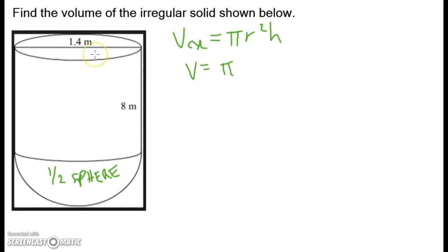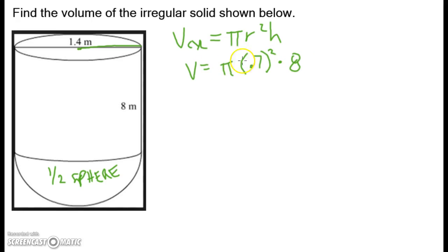My radius is not 1.4. 1.4 goes all the way across, and a radius only goes halfway across. So the radius is half of this diameter. So if the diameter is 1.4, the radius is 0.7 squared times, and my height is 8. So I'm going to plug in my 8 here.